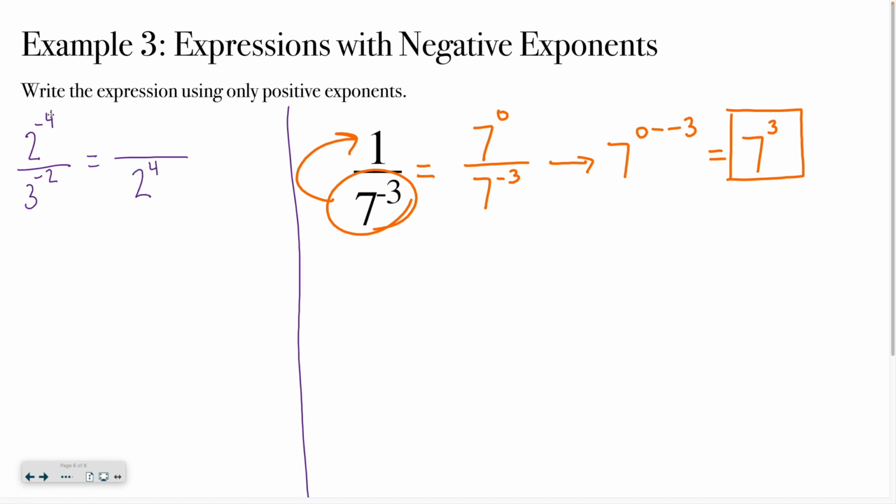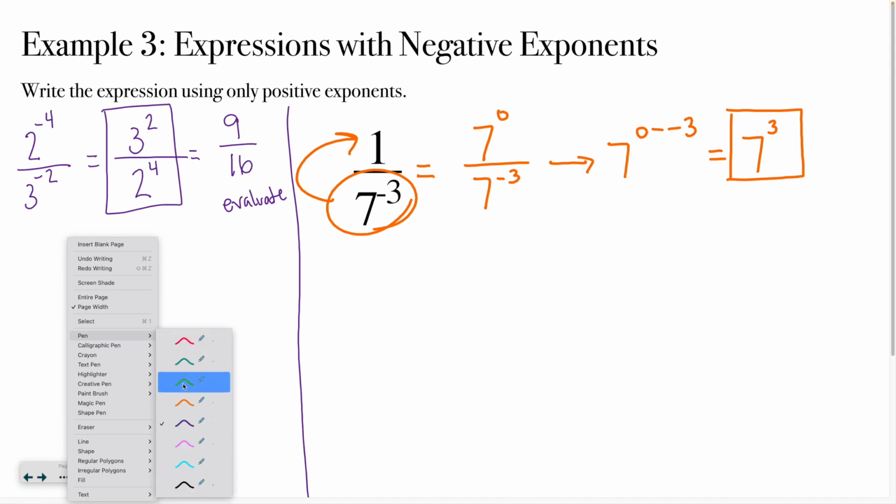So 2 to the negative fourth on the top is the same as 2 to the positive fourth on the bottom. Then 3 raised to the negative second power on the bottom would become 3 raised to the positive second power on the top. And so rewriting using only positive exponents would look like this. If I asked you to evaluate now, you would say 3 to the second, that's 3 times 3, which is 9, and then 2 to the fourth power, that is 16. So this is what you would write if I asked you to evaluate.